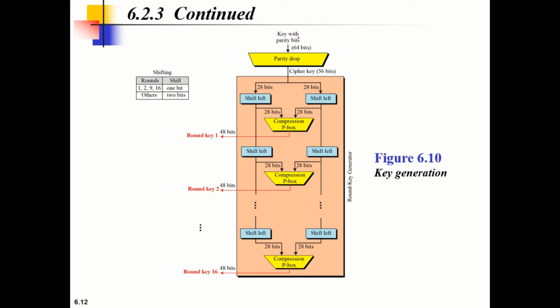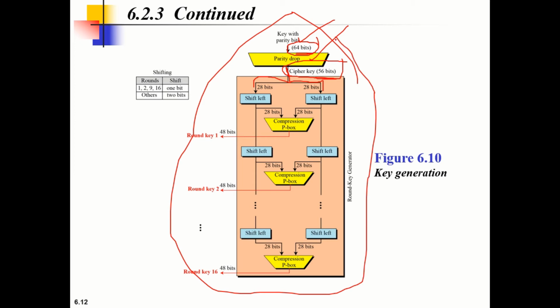So here you can see the initial number of bits in the key with parity is 64, right? Then we use this parity drop, which drops 8 bits out of this key, and as a result we get the cipher key of 56 bits, right? Then after that, this 56-bit key is divided into two parts, and each part is of 28 bits, right? So this whole thing is a key generator.